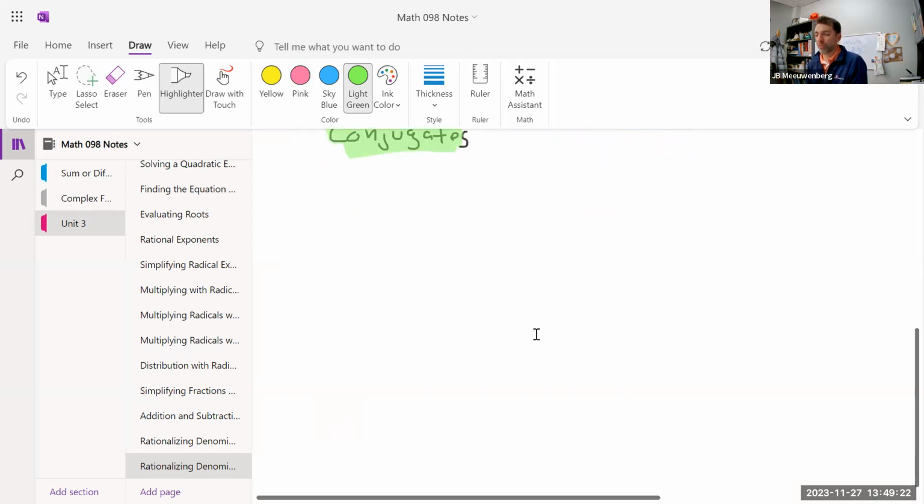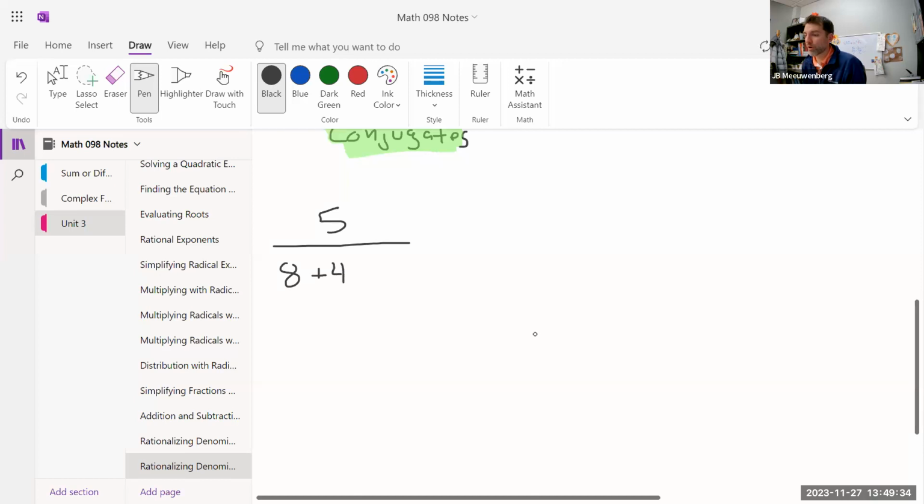So let's apply this. Your instruction here is to rationalize the denominator. First one, 5 over 8 plus 4 radical 2. We need to rationalize this denominator, which means get rid of this radical right here. You can't just multiply by radical 2 on top and bottom, because then you end up distributing it and ending up with another one in the denominator.